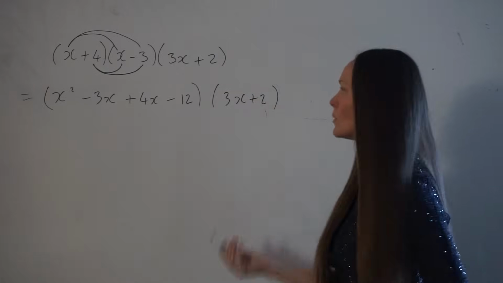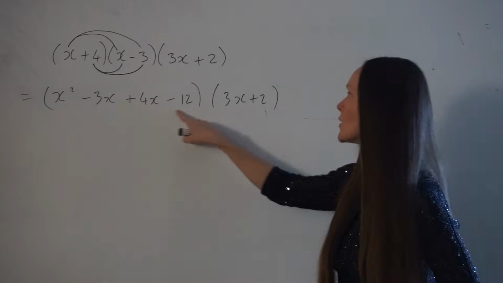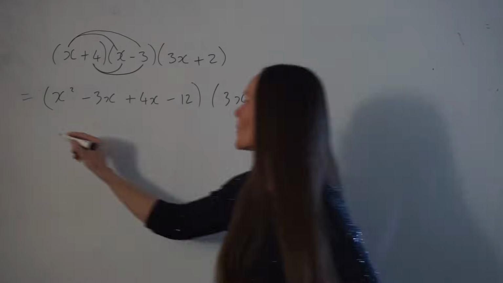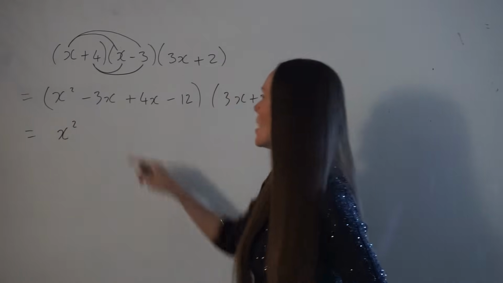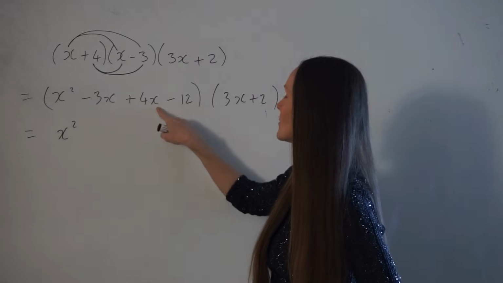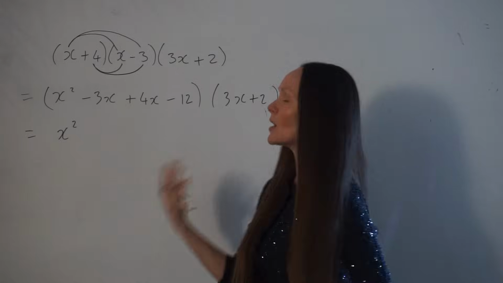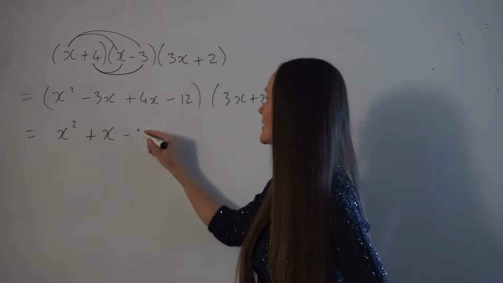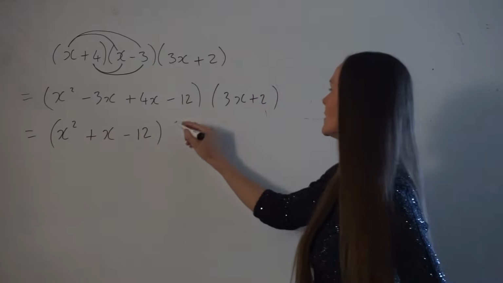Now, before I start multiplying again, I'm just going to simplify what's inside the first bracket so that I have less multiplying to do, okay? So when we simplify, the x squared term stays the same, but we can add together these similar terms. Negative 3x plus 4x is plus 1x, okay? So just plus x. And the negative 12 stays as it is, okay? Not forgetting to put brackets around that.